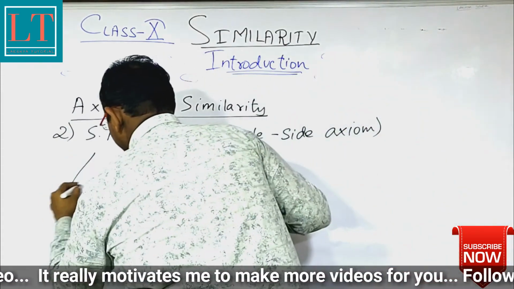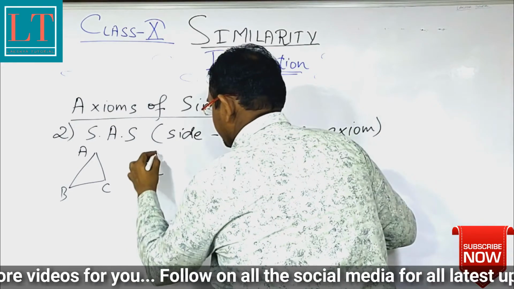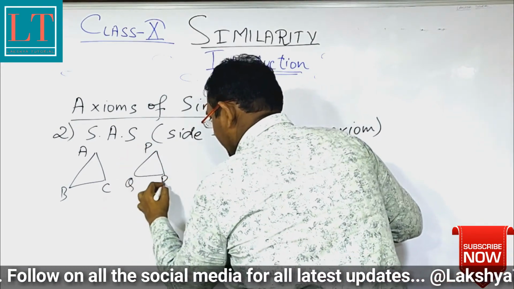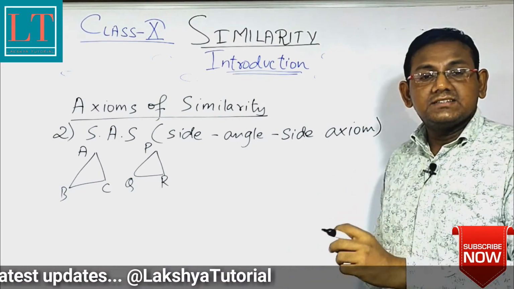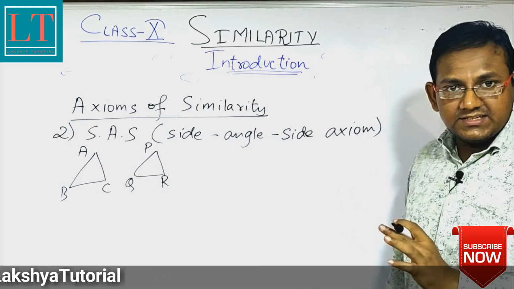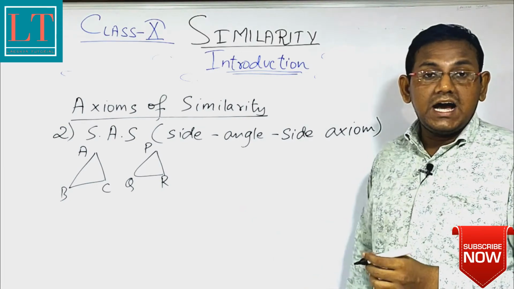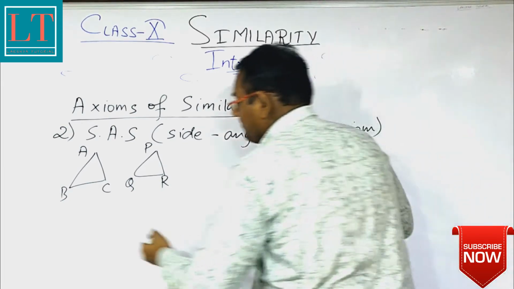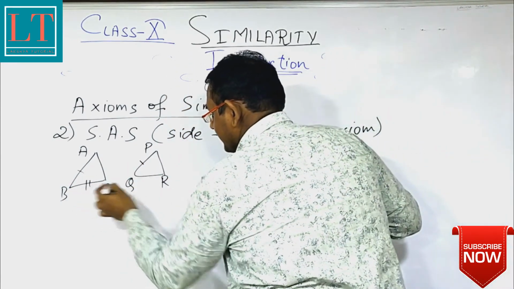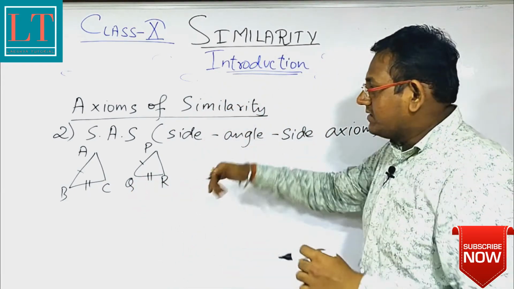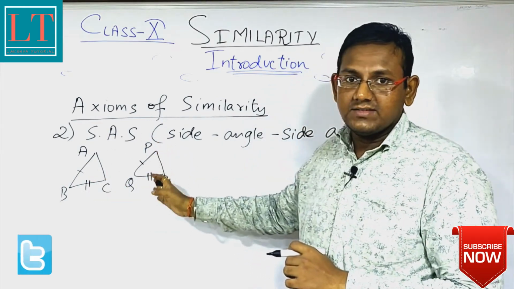Again we need to consider two triangles, the same two triangles, ABC and PQR. In these two triangles, if two sides are proportional, any two sides, and the angle between them is equal, then we can say that the two triangles are similar. Remember, whatever side you consider in the first triangle, you need to consider the same corresponding side in the second triangle.